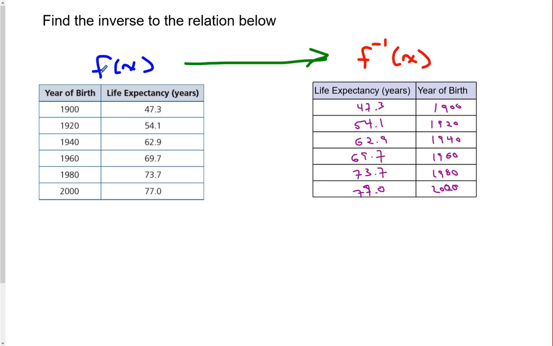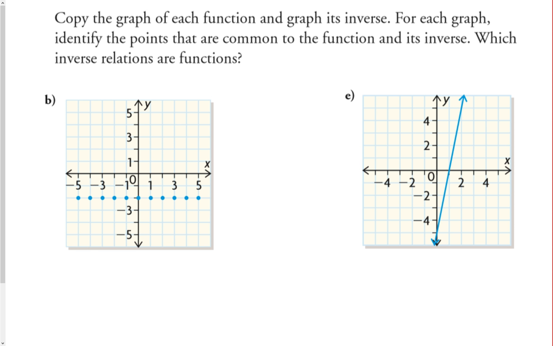If I asked you to graph it, you'd have to put it on a graph. And if I asked you if it's a function, you'd want to look and see if each input has multiple outputs, and you could do the vertical line test if you graphed it for that. So table of values, nice and easy.